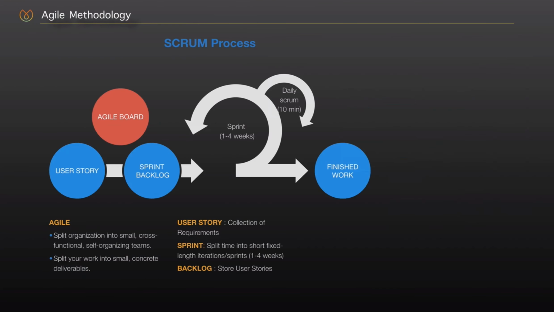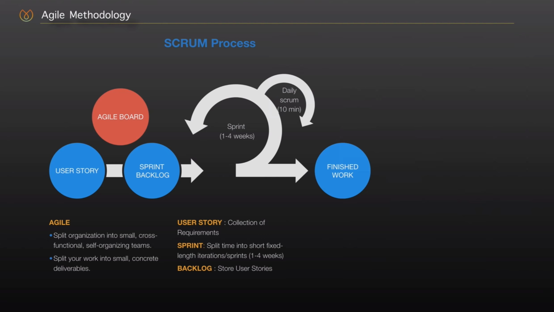Okay, let's look at the key components in Agile project management. The first one is the user stories, which are simple descriptions of the user requirements. Then the sprints are the short iterations or time intervals where the team works on the user stories. A sprint usually takes between 1 to 3 weeks to complete.